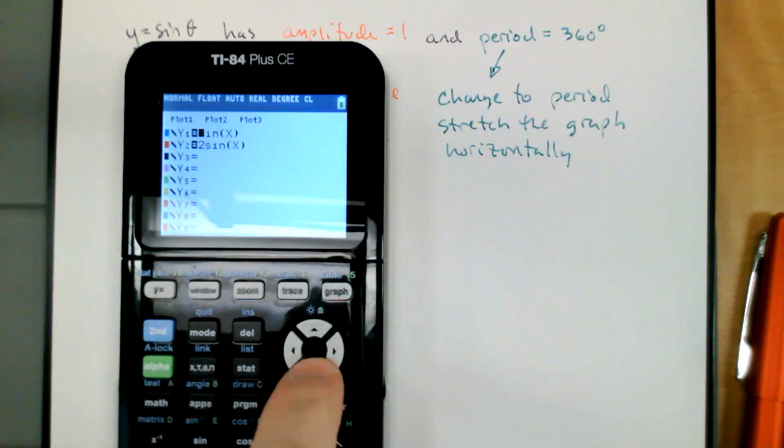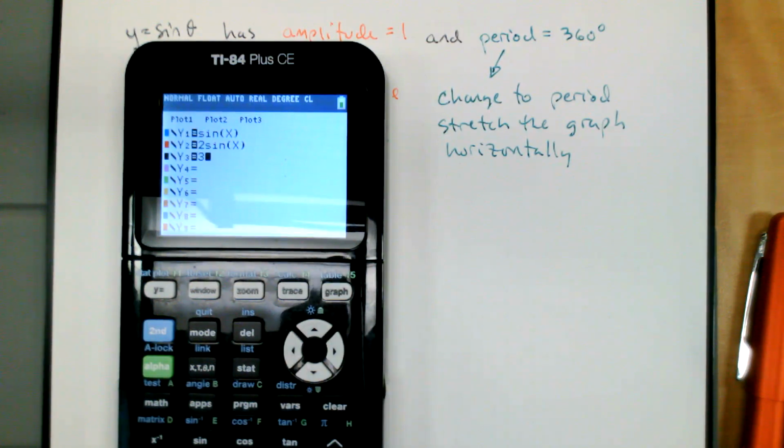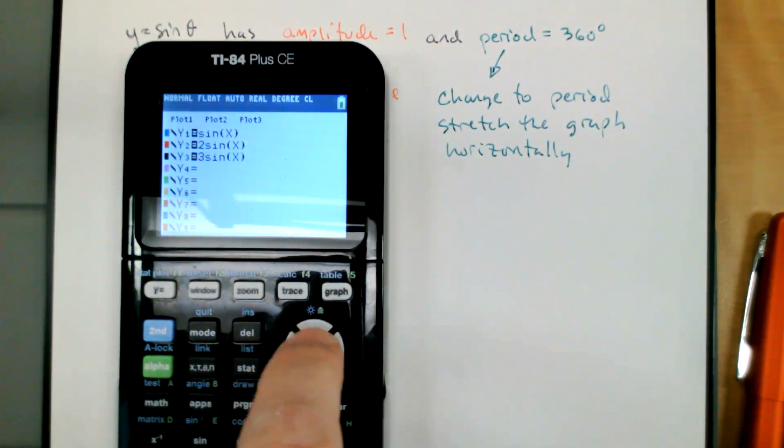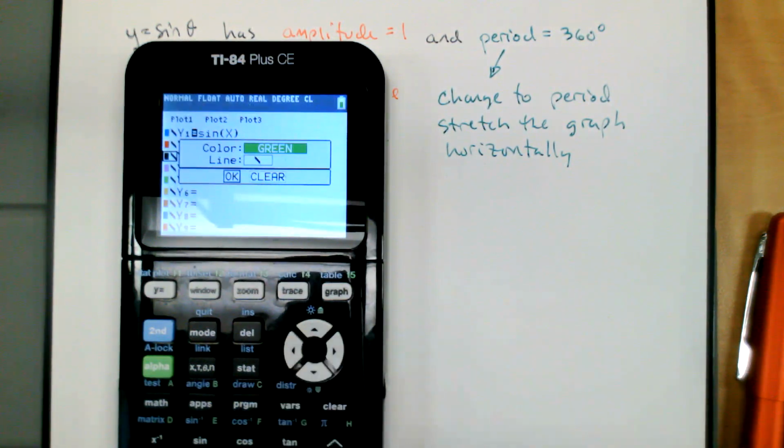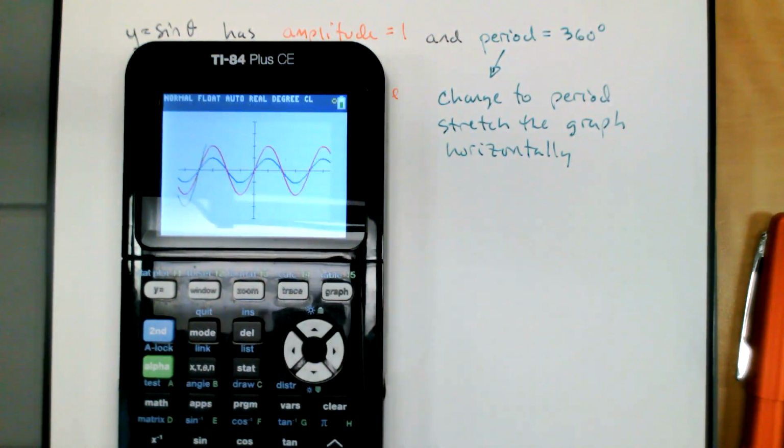So it's not going to be surprising if I go down here and multiply by 3. That's just going to stretch the graph even more. Note that I didn't change what the period was at all. It still goes through one cycle in 360 degrees. All we've done is change the amplitude. Questions?